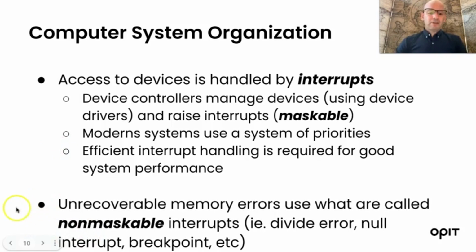And we also have to be able to handle unrecoverable memory errors, and they use what are called non-maskable interrupts. So maskable interrupts versus non-maskable interrupts. Non-maskable interrupts are things like system errors. So there's been an error in the code that's running, and we need to be able to handle that. We might have a math error, a null interrupt, a breakpoint in our code, etc. So the operating system has to be able to handle that, and it handles that through what's called a non-maskable interrupt.